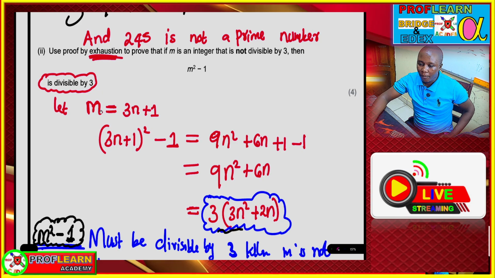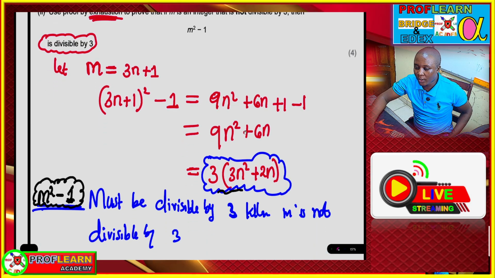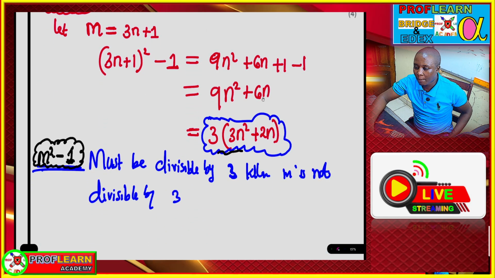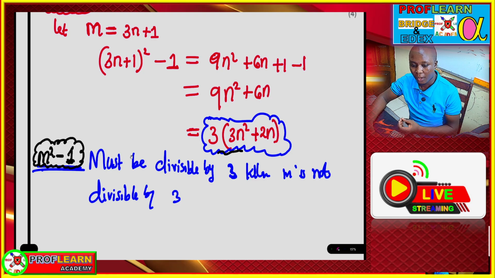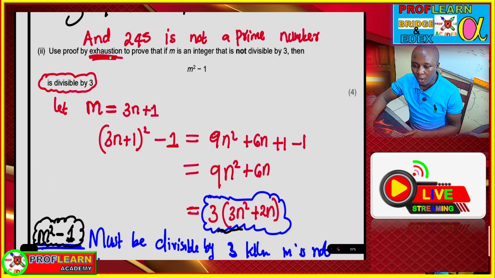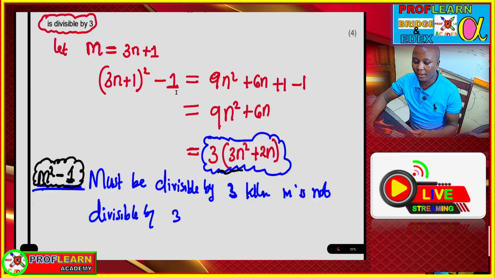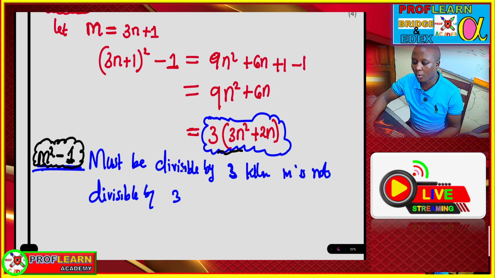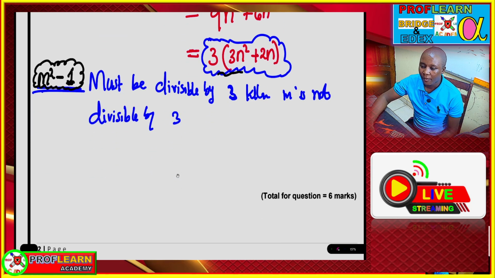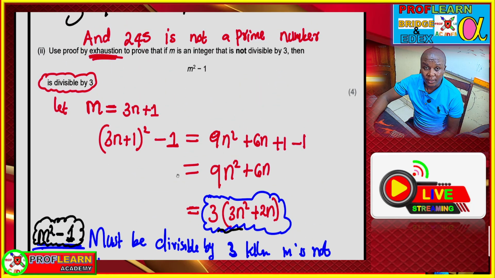So if you expand, you'll have 9n squared plus 6n. But this can be expressed by factoring out 3. This means that this part we have here is divisible by 3. So m squared minus 1, when m is not divisible by 3, is divisible by 3. Which means we have proven by exhaustion that the statement is correct.